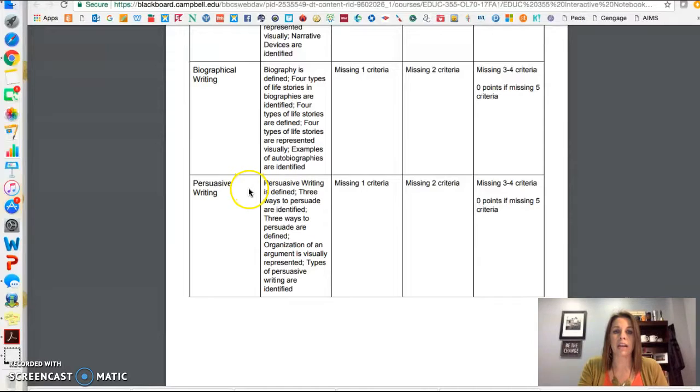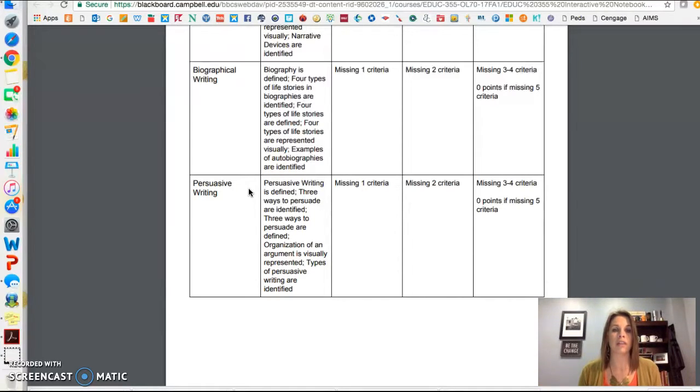So the persuasive writing piece, you're going to refer again to Chapter 11 for this key information. Your persuasive writing in and of itself is defined. 3 ways to persuade are identified and defined, and the organization of an argument is visually represented, as well as the types of persuasive writing. So you have several pieces that are connected, but they're almost standalone items as they are related to that persuasive writing umbrella.